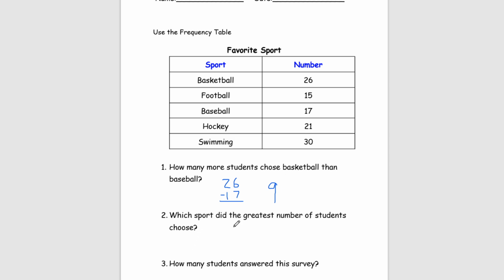Number 2, which sport did the greatest number of students choose? Well, we just have to use our eyes and see that 30 is the greatest number, and that's swimming. So we know that number 2 is swimming.